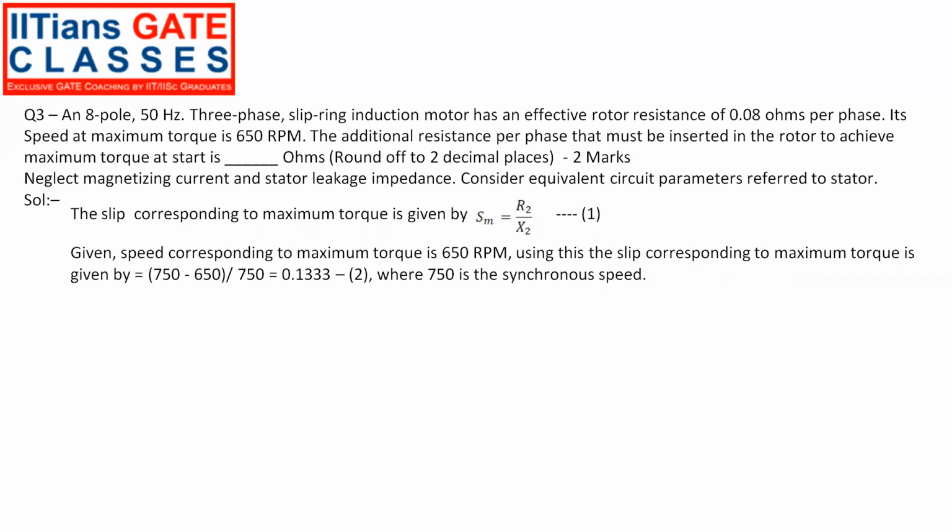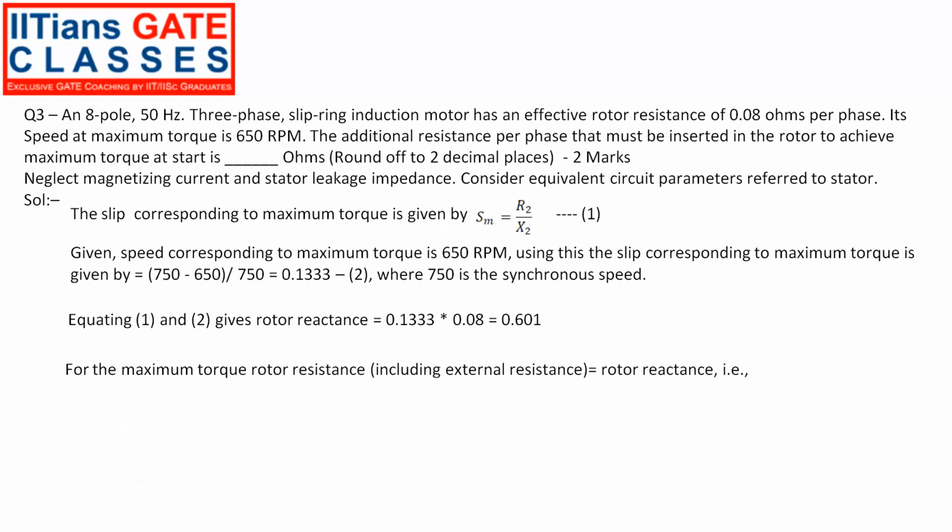0.1333. If you see, equation 1 and equation 2 are both the same. So if you equate equation 1 and 2, we can get the rotor reactance because they have already given us the rotor resistance. That is 0.08 divided by 0.1333, which is equal to 0.601. Now, for finding the resistance required for maximum torque, we know that the rotor resistance plus external resistance should be equal to the rotor reactance. So for maximum torque, the rotor resistance, including the external resistance, should be equal to the rotor reactance.